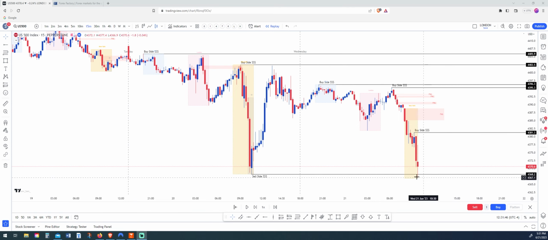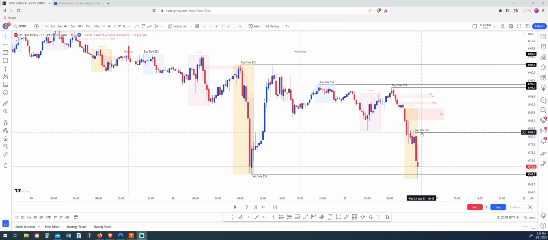The fact that we've been unable to displace below this, so a failure to displace at the low, would give me the bias of being slightly bullish going into this, after we understand what Powell's going to do and if there's any crazy reactions when he starts speaking.